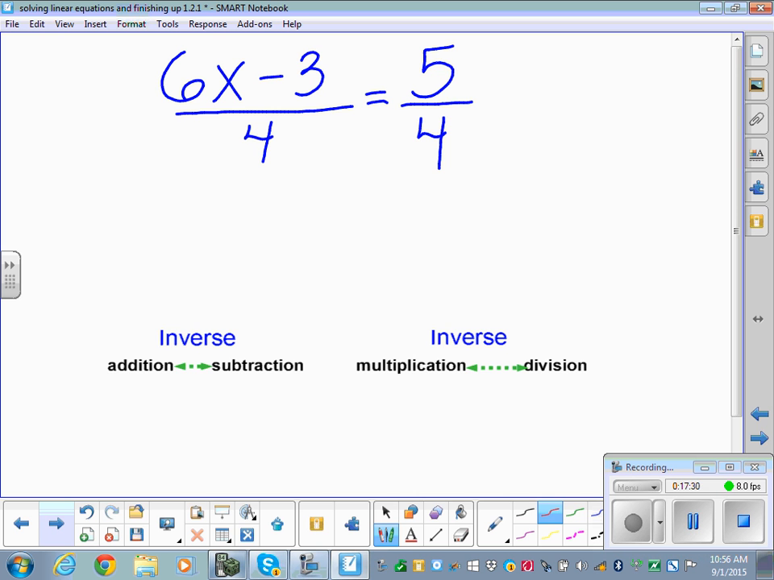Okay, so we have 6x minus 3 all over 4 is equal to 5/4. So first of all, remember, what's my goal? I'm trying to solve for x. And notice, that whole top part is being divided by 4. What undoes division? Multiplication. So I'm going to multiply both sides by 4.